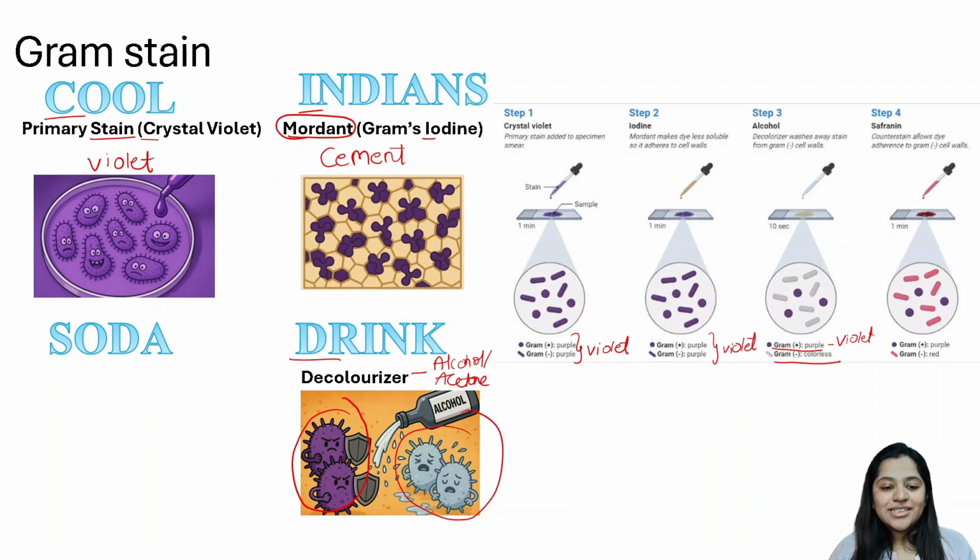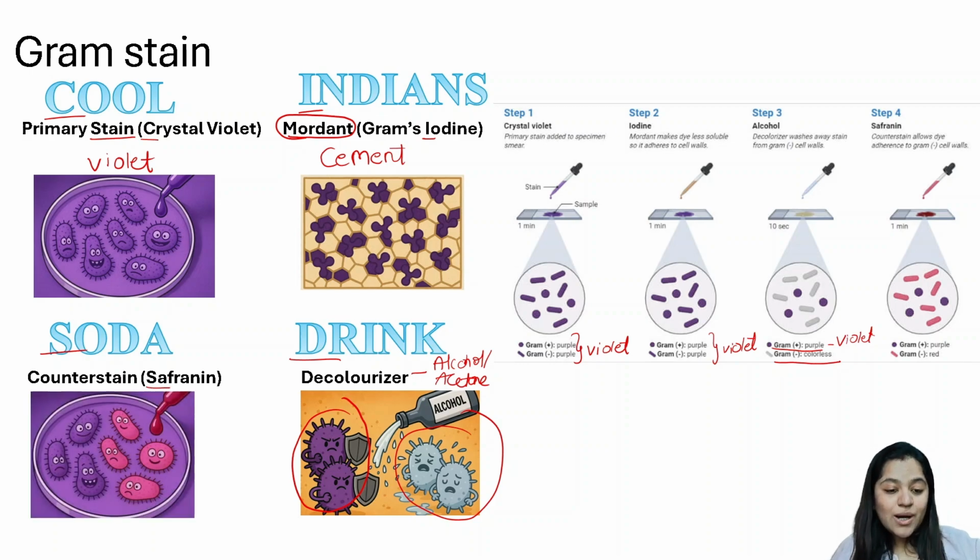Okay. Next is your counter stain, that is cool Indians drink soda, S for soda, S for safranin. Now, when you add safranin, what will happen? Your gram negative bacteria, which was decolorized, will take the counter stain. It will take the safranin and become pink. Clear? And your gram positive, since it already had the primary stain, will remain violet. Okay? Clear? This is the steps of gram stain.